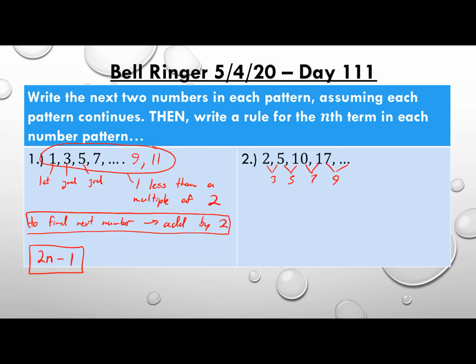So that means if it adds by 9, the next number is 26. And that means the next number should add by 11, which would mean that the next number is 37. Okay, so this one's a little bit trickier.